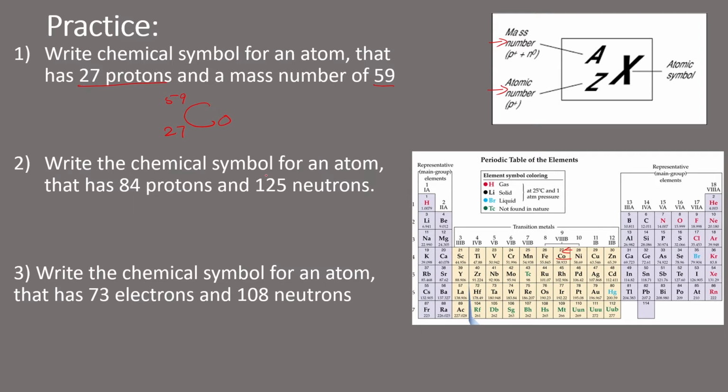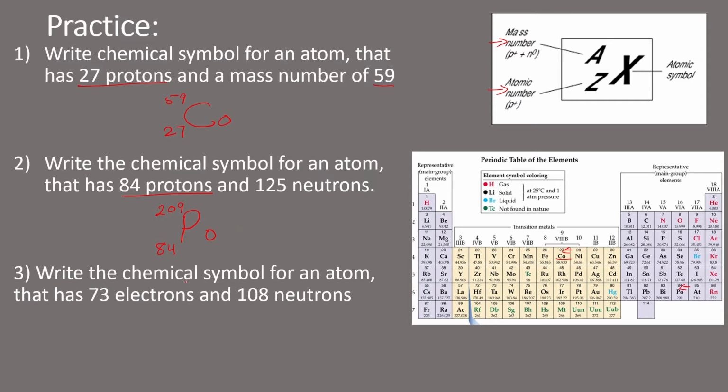Next, you have to write the chemical symbol for an atom that has 84 protons and 125 neutrons. So for this, let's first identify the atomic symbol. With 84 protons, the atomic symbol is here, polonium. So write down the atomic symbol. The atomic number will be the subscript. For the mass number, you need to add the number of protons and the number of neutrons. And when you add these two numbers, you have 209 as the mass number.